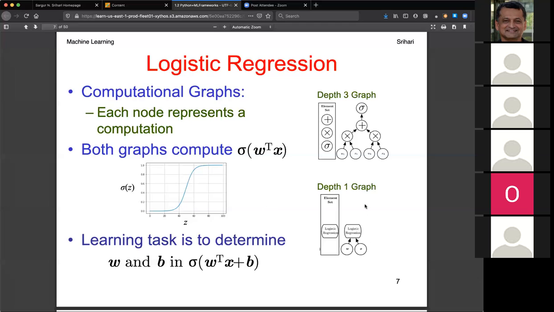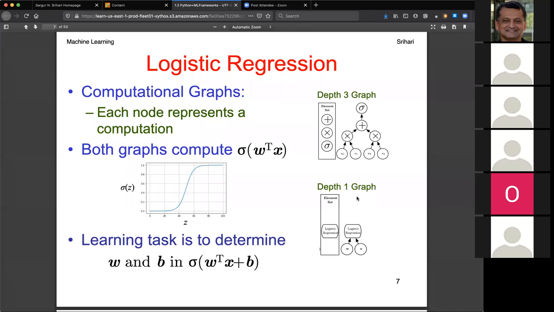I'm showing here one more graph for the same thing. This is what's called the depth 3 graph. There is 1, 2, 3, the 3 levels of computation going on before you get your result. That is X times W is the first one, and then adding each of them is the second one, and then applying the sigmoid is the third one.